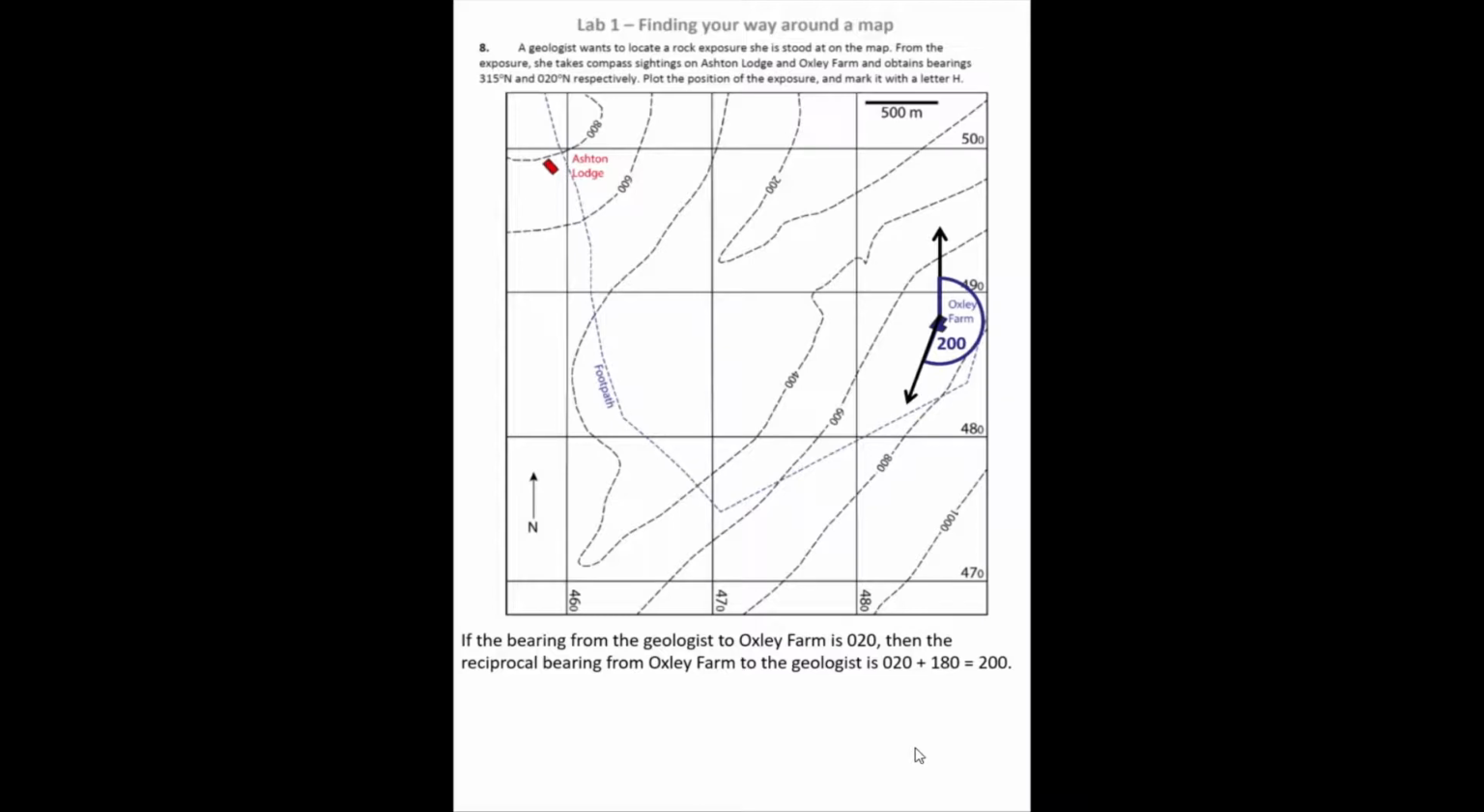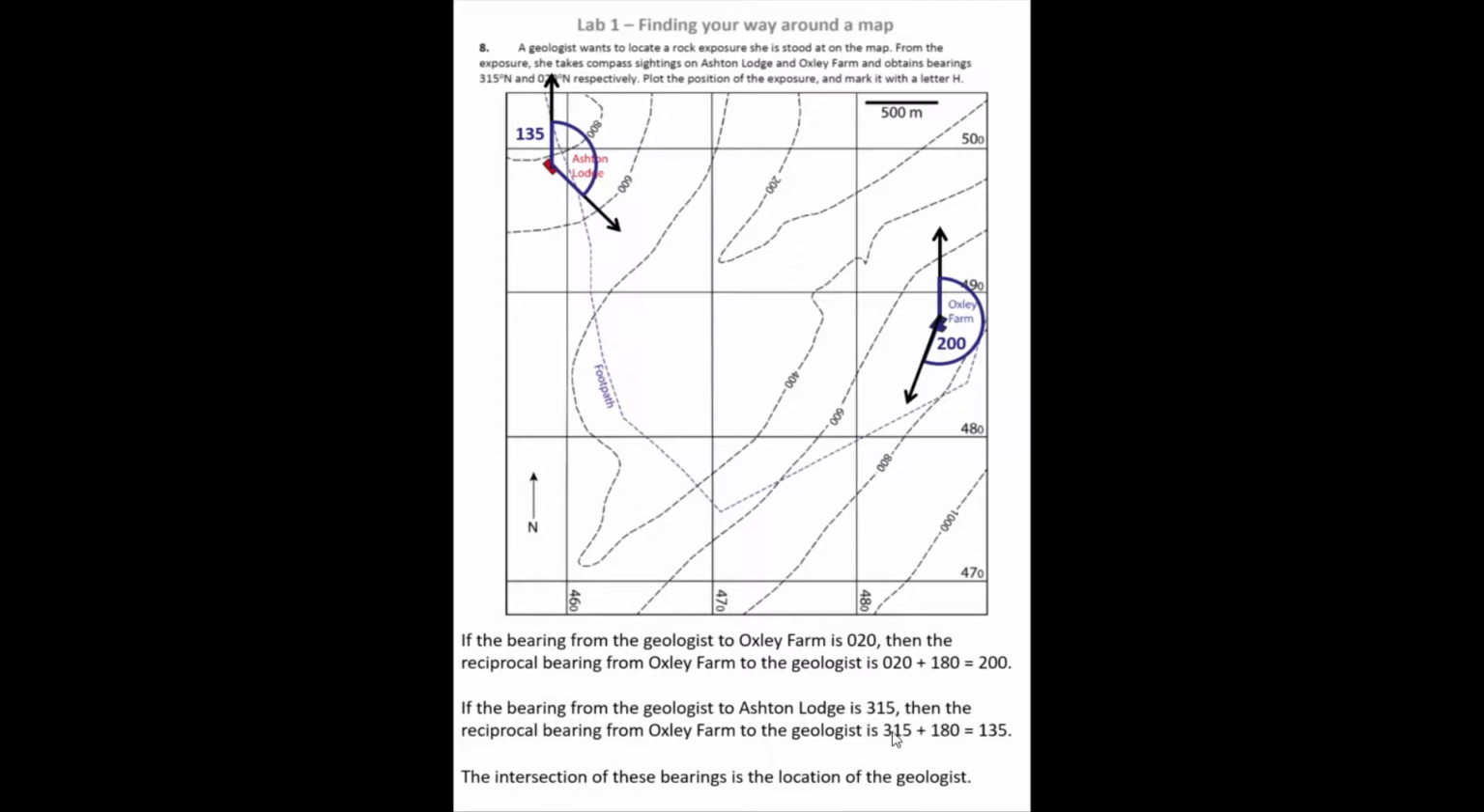Now to narrow down exactly where she'd be on that bearing, she's taken a second sighting off Ashton Lodge and has found that the bearing from herself to Ashton Lodge is 315 degrees north. So again, if the bearing from herself to Ashton Lodge is 315, then the bearing to herself from Ashton Lodge is 315 plus or minus 180. So it gives her 135. So we put an arrow on Ashton Lodge and count around 135, and we know that the geologist must be on that bearing. So the only place that she could possibly be is the intersection of those two bearings. So her location we can mark as H.